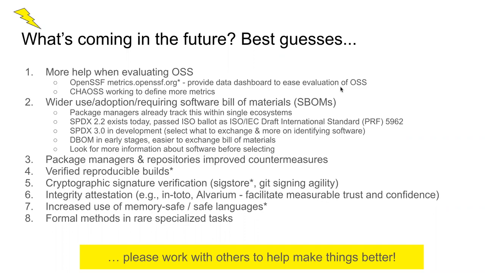So increased use of languages that just prevent this whole cloth, I think is very promising and is likely to continue in the future. I think the formal methods are going to continue to be used in rare specialized tasks. I'd like to see a little more of that, but I don't think that's going to be common. Happy to be proved wrong in that, but I think we are going to see them in some specialized tasks. Now, please work with others to make things better, because the future is whatever we collectively work to make it.